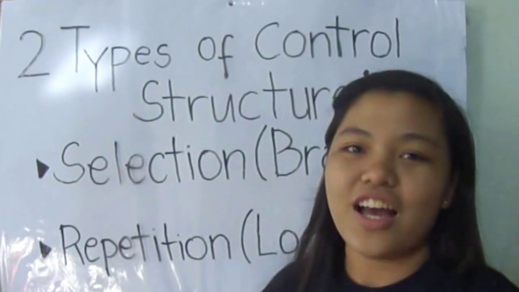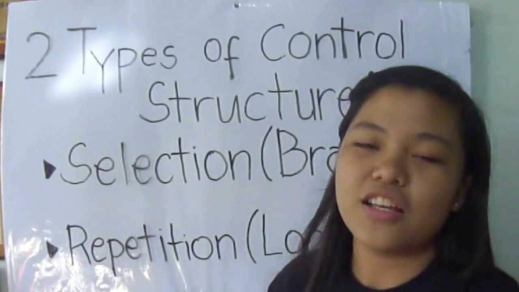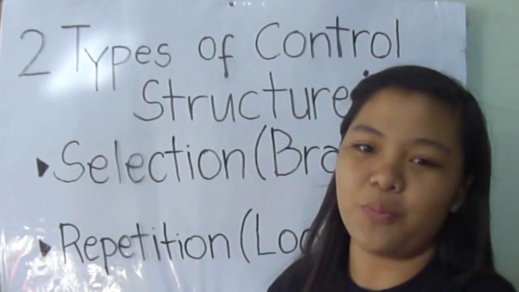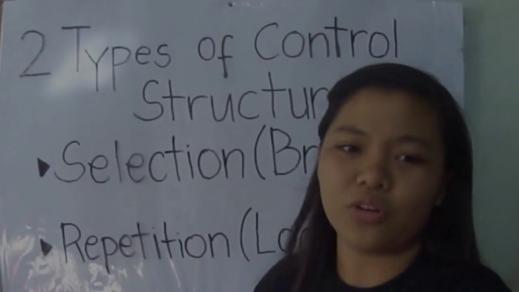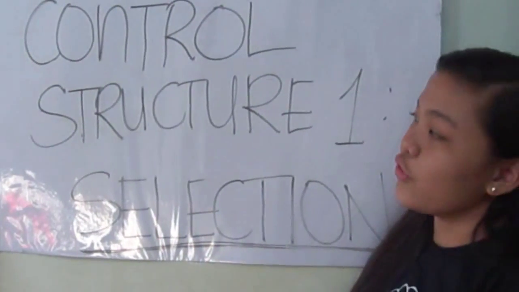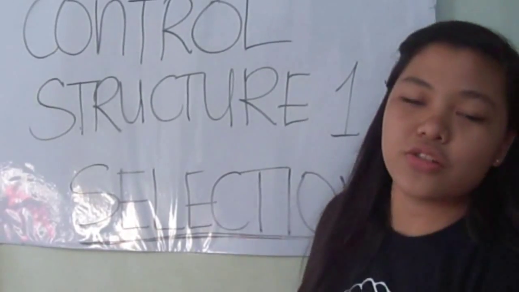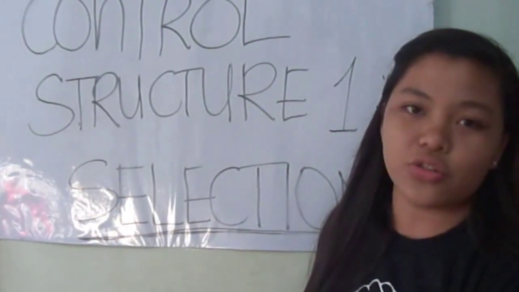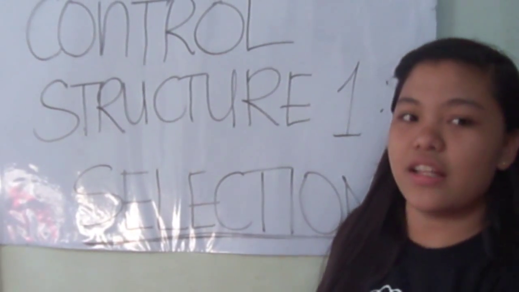In addition, an expression that has a value of either true or false is also called a Boolean expression. And in Java, a condition is either true or false. Control structure 1: Selection. A selection control structure incorporates decisions into a program. In Java, there are three selection structures.